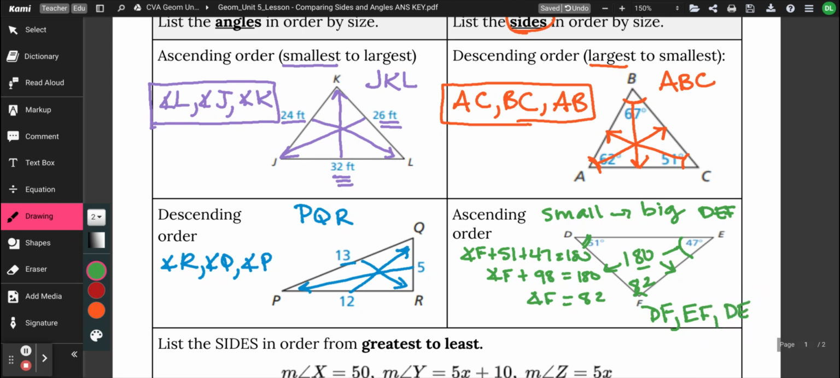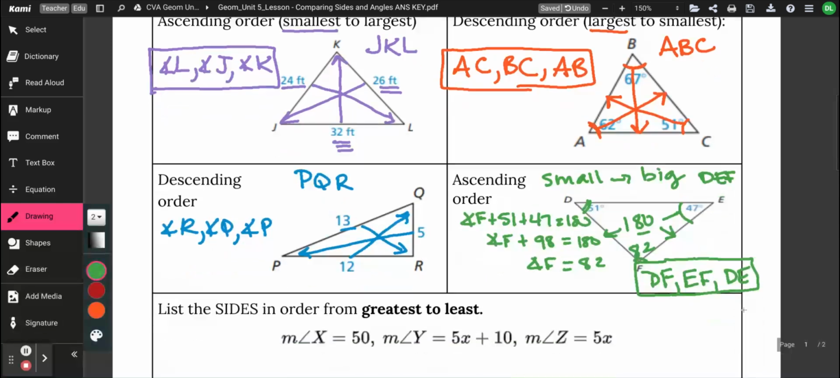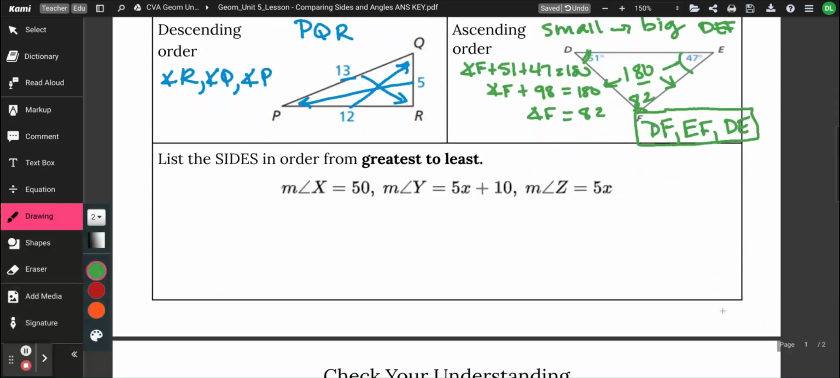Okay, we typically put these in alphabetical order to make it easy for checking, but remember with a segment, if you reverse the letters FD, it's okay as long as DF or FD is in that first slot. If you put it back here, it's going to be wrong because then they're in the wrong order.